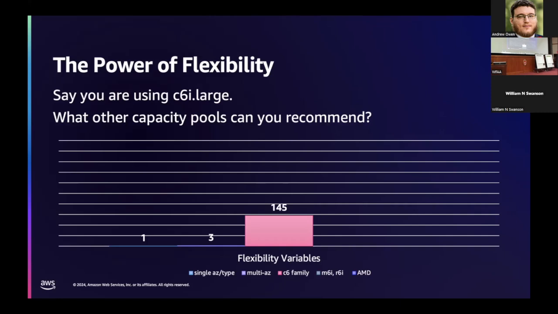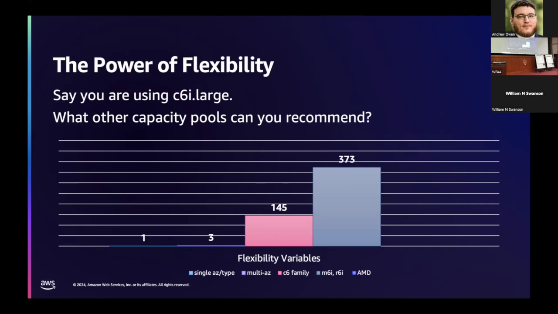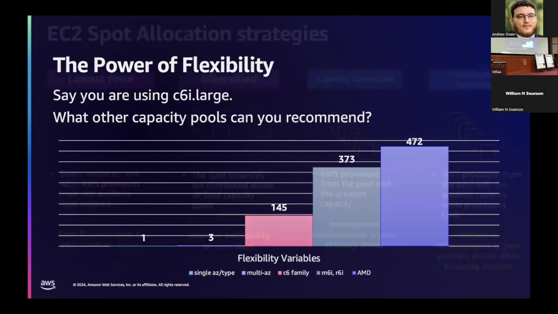So this is an example that shows you, let's say you were using C6i large today, and if you introduce multi-AZ, you're basically increasing the pool from 1 to 3. And let's say you introduce all of the C6 family to your configuration, the capacity pool choices drastically improve to 145, right? Then if you were to introduce variants of M6i or R6i, as well as the AMD instances to your mix, your number of capacity pool choices increases to 373. So the point is, if you want to operate at scale, being flexible in terms of your instance selection is extremely important, right? Quickly moving on.